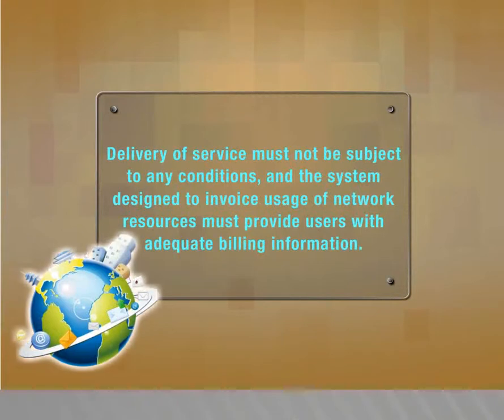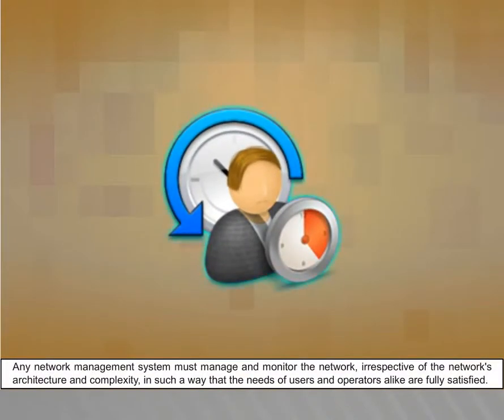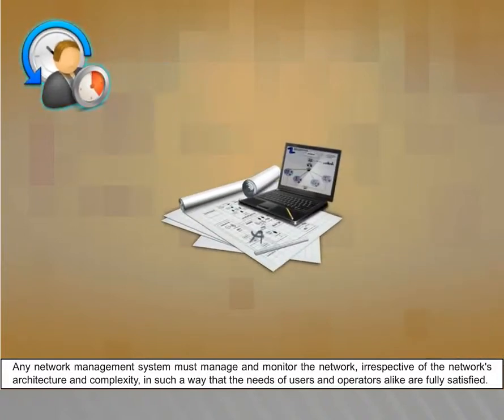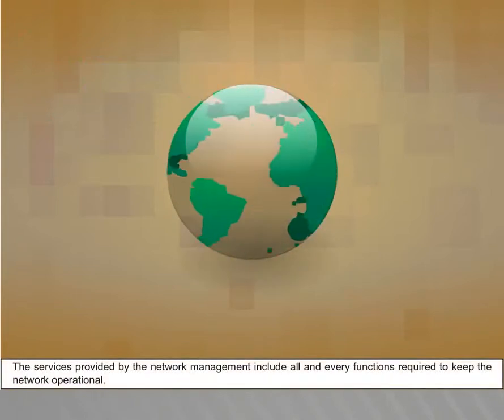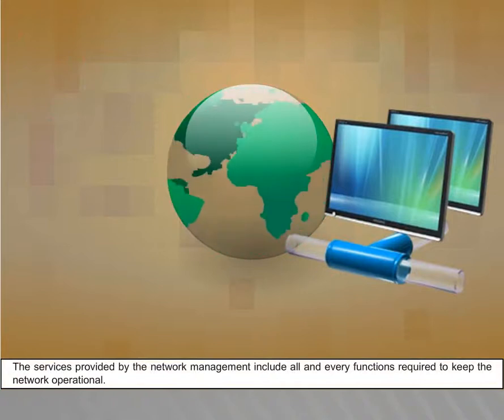Delivery of service must not be subject to any conditions, and the system designed to invoice usage of network resources must provide users with adequate billing information. Any network management system must manage and monitor the network irrespective of the network's architecture and complexity in such a way that the needs of users and operators alike are fully satisfied. The services provided by the network management include all and every function required to keep the network operational.